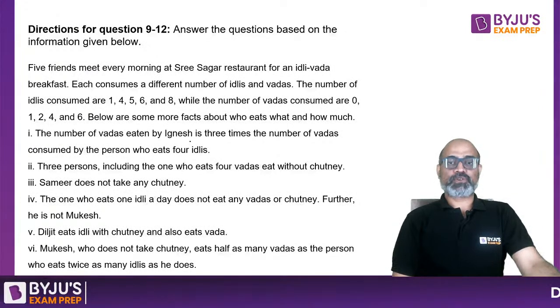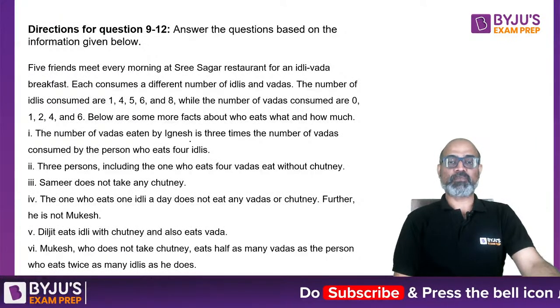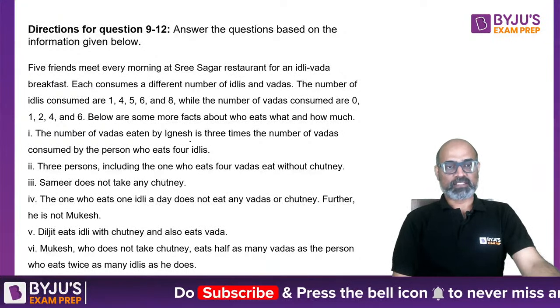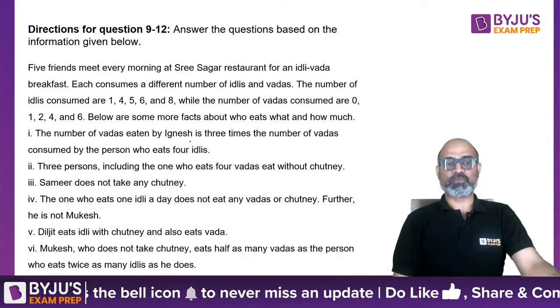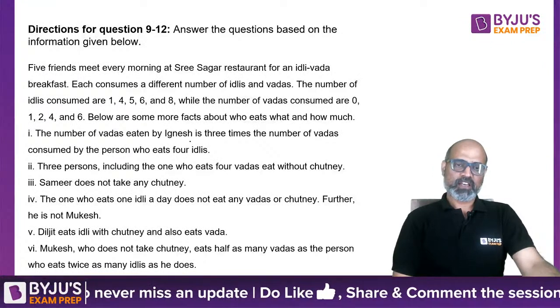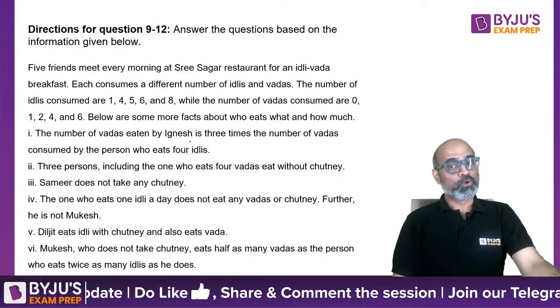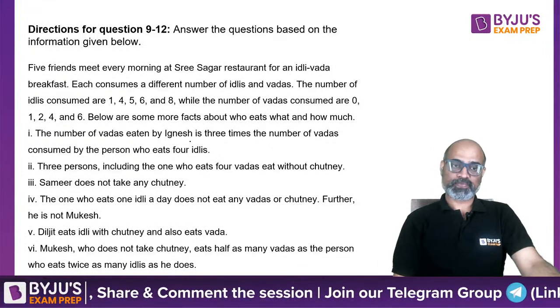At Sri Sagar restaurant for an idli vada breakfast. Each consumes a different number of idlis and vadas. The number of idlis consumed are 1, 4, 5, 6 and 8, while the number of vadas consumed are 0, 1, 2, 4 and 6. Below are some more facts about who eats what and how much.